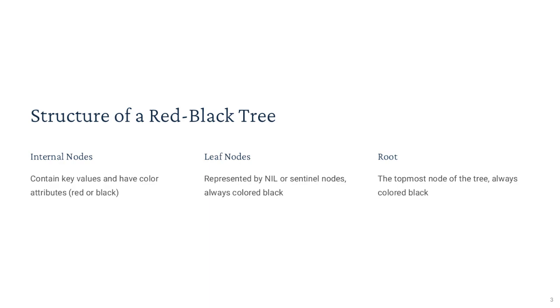Leaf nodes, often called nil nodes or sentinel nodes, are placeholders that represent the endpoints of the tree. These nodes are always black and serve to simplify the implementation of algorithms, such as during insertion or deletion. At the top of the tree is the root node, which is always black, as required by the second property of red-black trees. This structure ensures the tree remains balanced, allowing for logarithmic time complexity in basic operations.